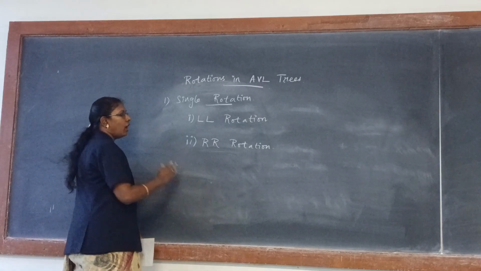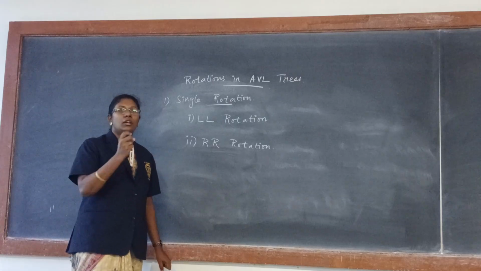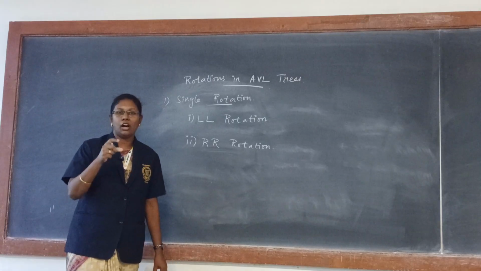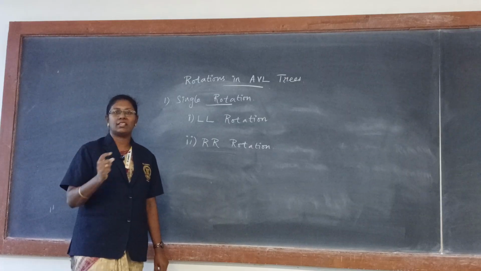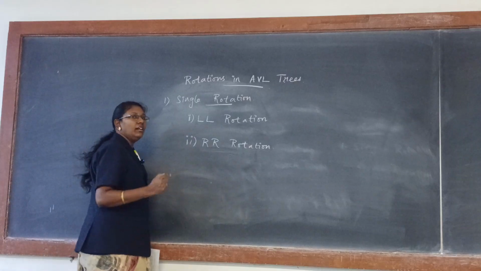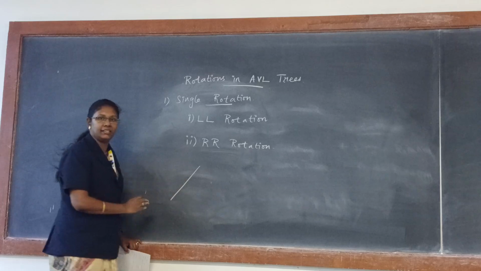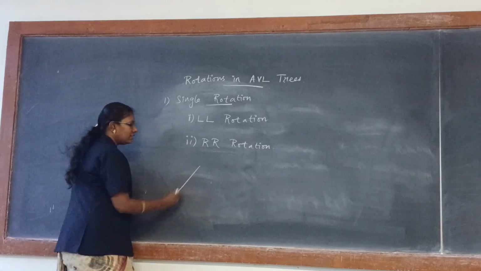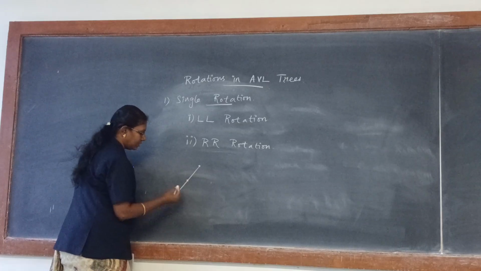First, what is meant by rotation? Rotation means we place a node from one part to another part. So how are we going to achieve this? Let us consider one thread here. If I have one thread like this, and in this thread I am making 3 points here.